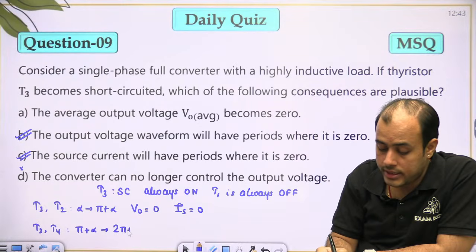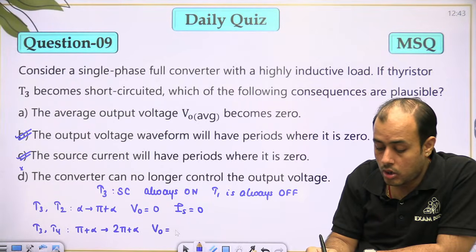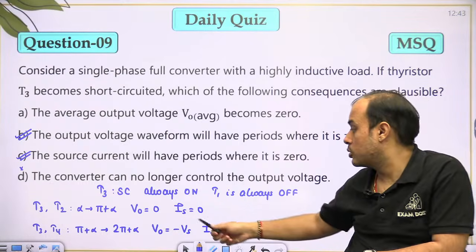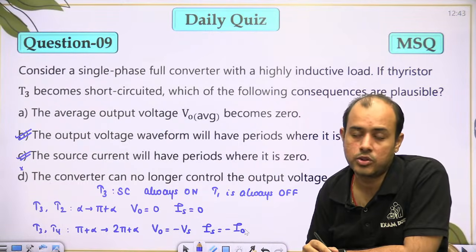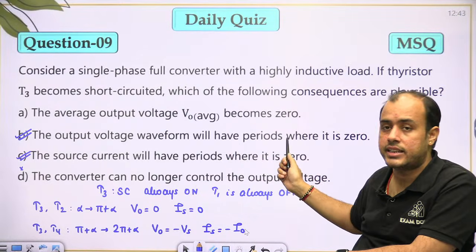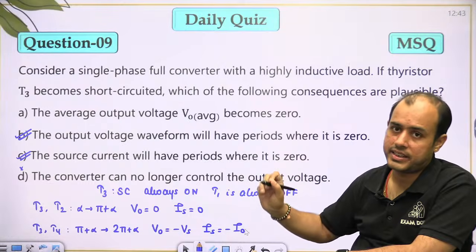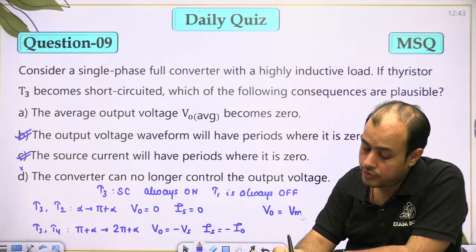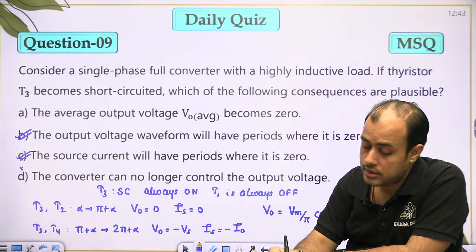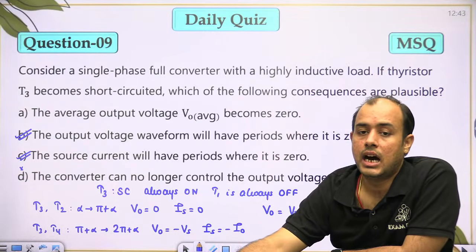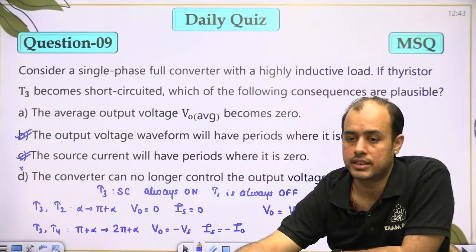Why V0 is 0 in T3, T2? Because they are from the same group. ये एक ही ब्रांच के हैं तो V0 0 आ गया. So that is why V0 has a period where it is 0. IS also has a period where it is 0. So V average will be Vm by pi cos alpha. So you can still control average output with the help of alpha. आप अभी भी अल्फा की मदद से कंट्रोल कर सकते हो. ठीक है.